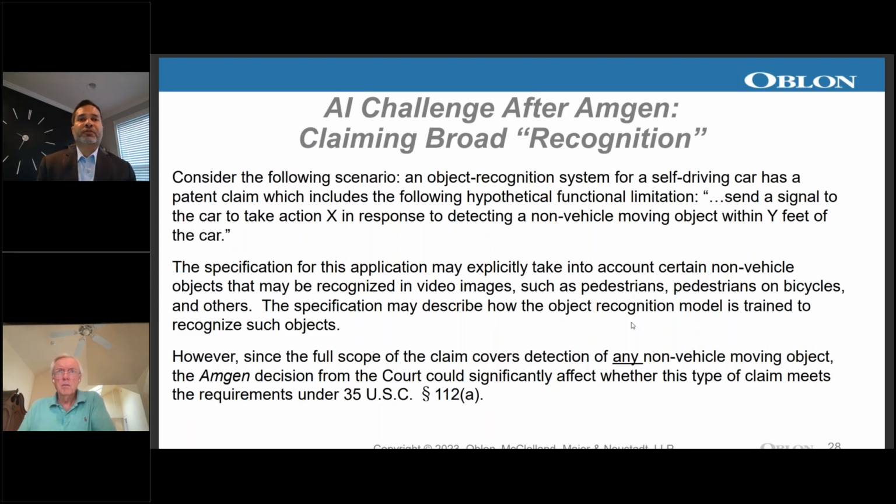So this brings us to artificial intelligence. One of the reasons why we wanted to do this presentation is that the case Amgen deals with life sciences, pharmaceutical patents, but there's a whole spectrum of cases that have this idea of broad functional claiming. And AI jumps out to me as a particular type of technology that might be vulnerable to this kind of scrutiny. In artificial intelligence, sometimes you have what's considered a black box.